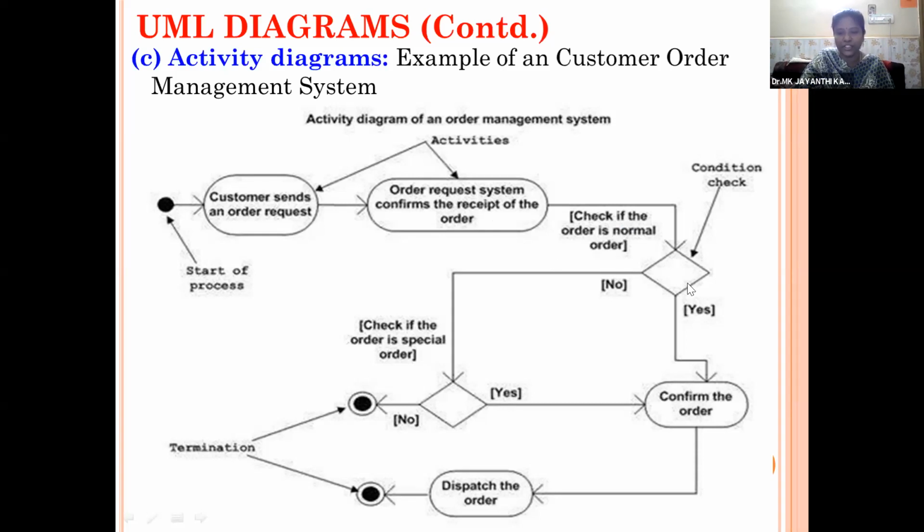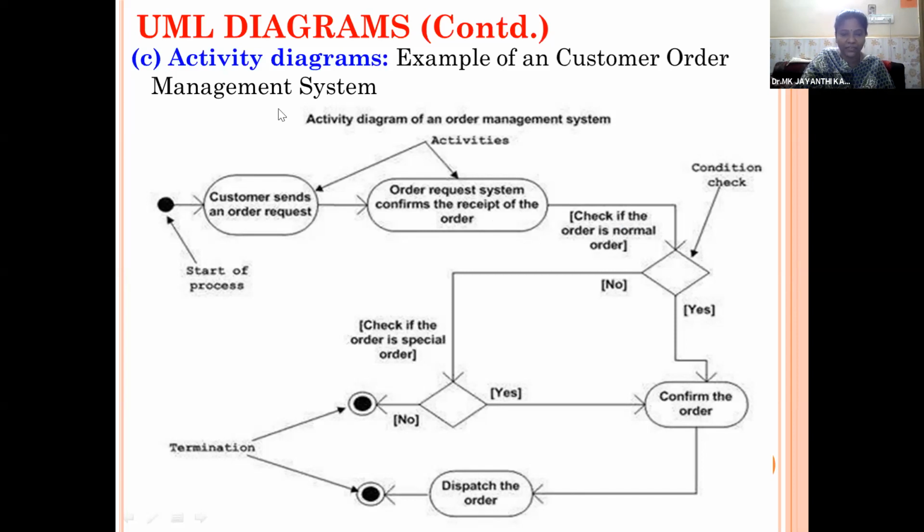The condition is checked. If it is a normal order, it will go to the normal order process, and if it is special order, it will confirm the order. Once the order is confirmed, dispatch the order. The product will be dispatched to the customer. Once the product is dispatched, we will come to the termination state.